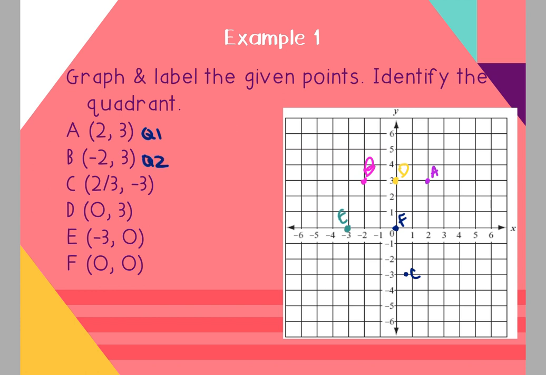Obviously, you don't have to measure that line and divide it by 3 and get it perfect, but somewhere between the 1/2 mark and the 1 mark. Negative 3, and that would fall where? Quadrant 4. Next, 0, 3. What quadrant is that?